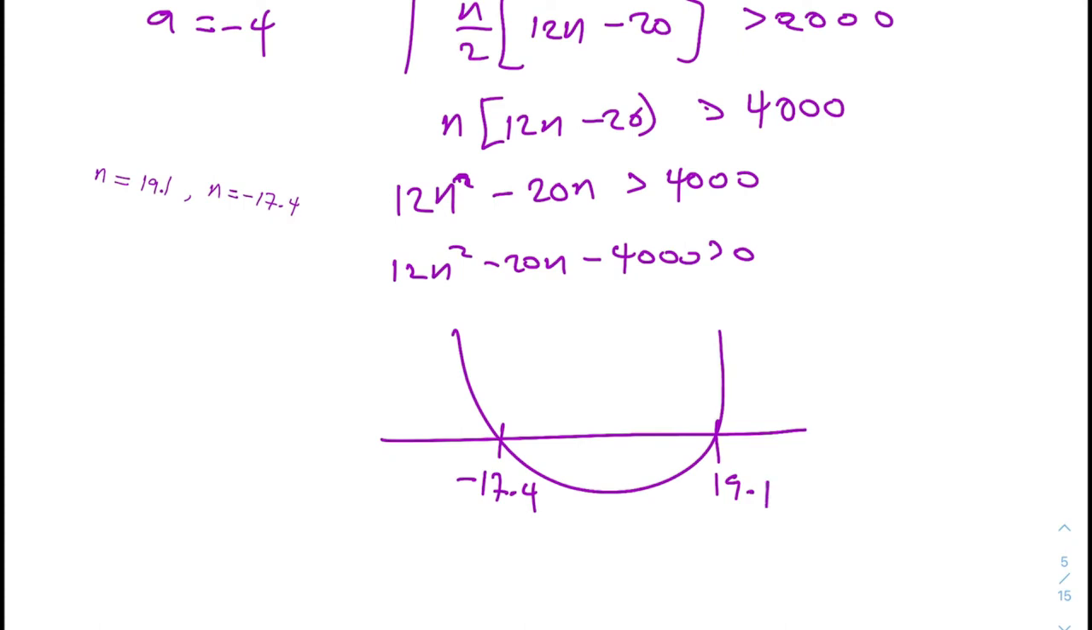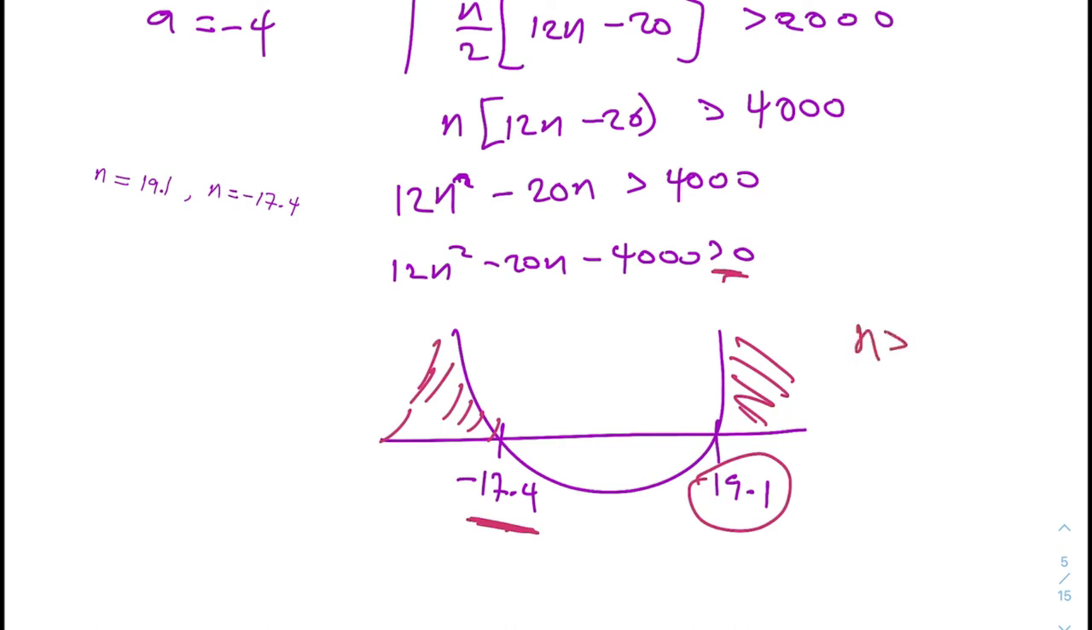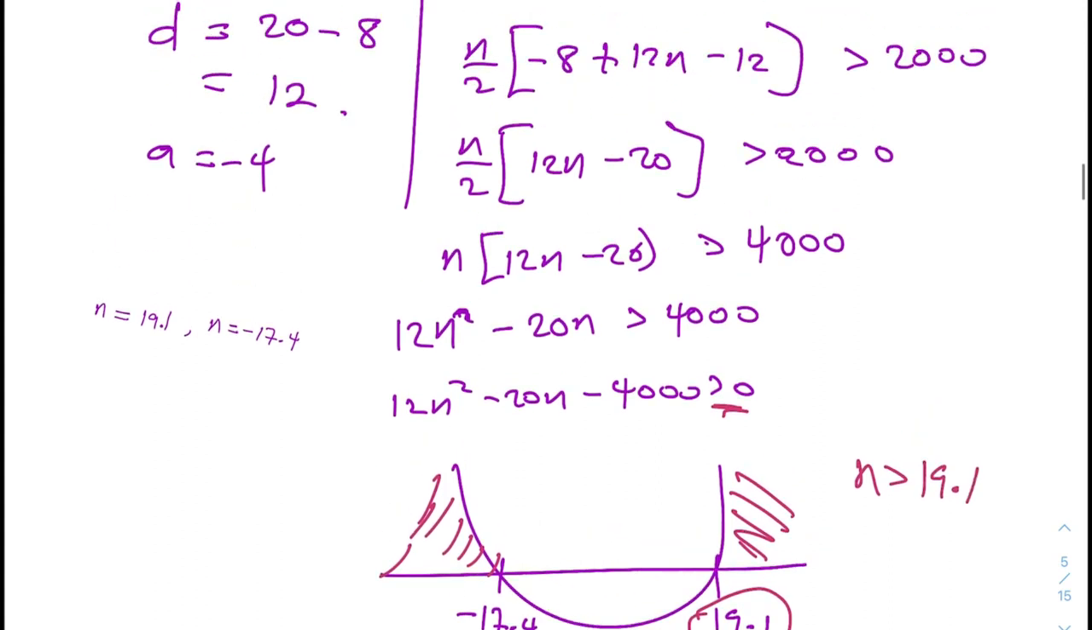19.1, sorry. The question says that it is greater than 0. That means that we are interested in the part of the curve that's above the x-axis. So we can't deal with a negative value. This negative value is just out of the discussion. So let's look for how to write the inequality for this. This would be n is greater than 19.1.